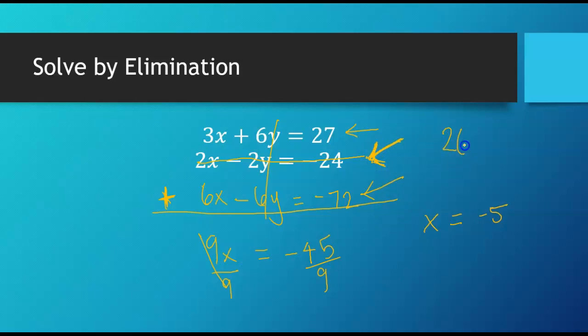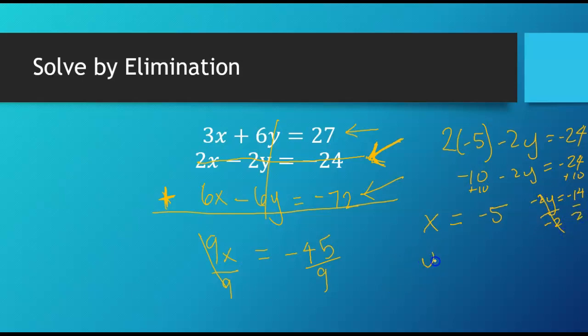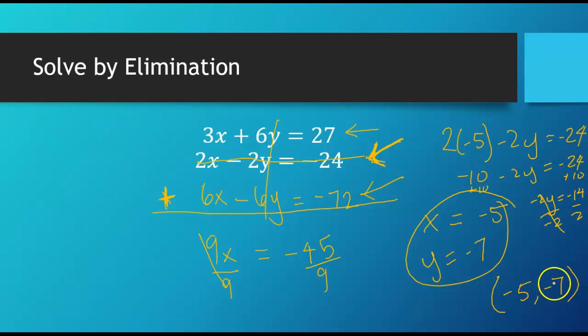So that would be 2 times negative 5 minus 2y equals minus 24. This gives me negative 10 minus 2y equals negative 24. If I add the 10 to both sides, negative 2y equals negative 14. Divide by negative 2, and y equals negative 7. So x equals negative 5, y equals negative 7. That point where they're going to intersect on the graph is negative 5, negative 7.